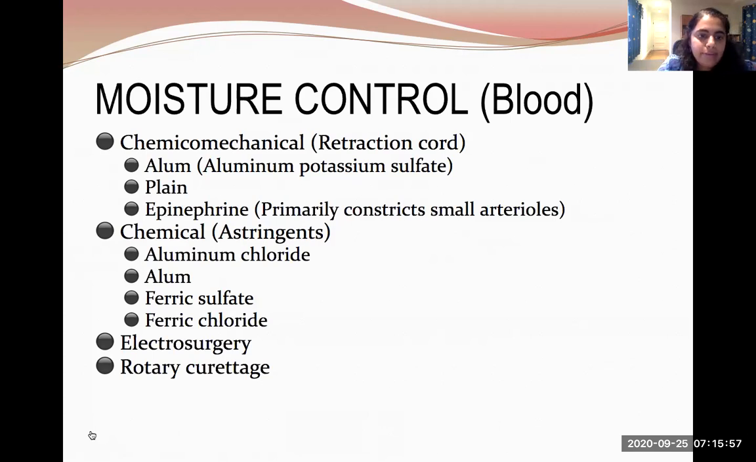And then we have plain cord without any chemicals, and epinephrine, which is primarily constricting the small arterioles. Epinephrine is the most widely used agent. It acts as a vasoconstrictor and a hemostatic agent. In practice, epinephrine can be used in a concentration of 0.01% or 4% or 8% to keep the gingival sulcus dry during the impression process.